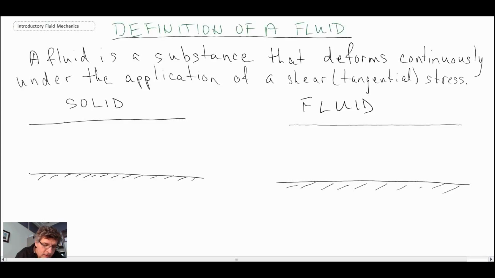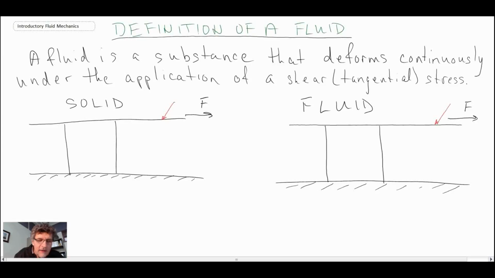And what we'll do, we'll draw two lines in the solid and two lines in the fluid. And then let's assume that we exert a force on the top plate. So here we have the top of the solid and this is the top of the fluid. And we're going to assume that we exert a force like this and like that. And we'll compare what happens between the two different substances. So in one case we have the solid, in one case we have the fluid.